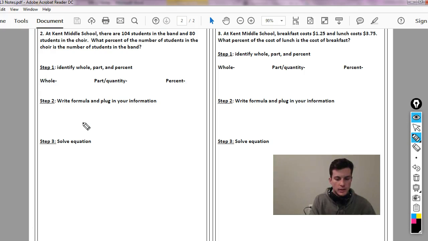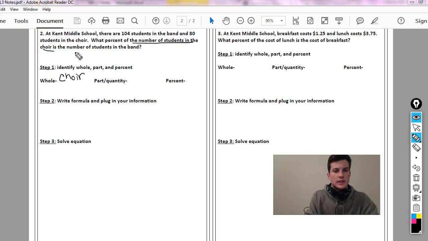Good, so we should see that the whole is the one that we have something of. So what percent of the number of students in the choir, our whole is going to be choir, and then it says is the number of students in the band. So this one's worded a little bit differently, but what percent of this thing is band? So band is going to be our part or our quantity. Percent, we're finding out, we'll use a variable P. We do have numbers here. We have 104 students in band. We have 80 students in choir.